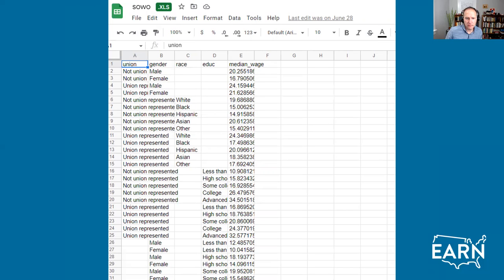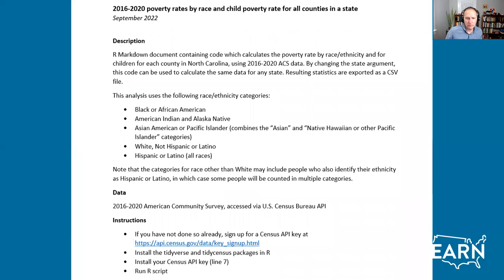And now the second example I'll share is in R. This is a project that was shared with us by Logan Harris at the North Carolina Budget and Tax Center. In this analysis, she uses the Census Bureau's API to look at ACS data by county in North Carolina and estimate the poverty rate by race, as well as the child poverty rate in each county.